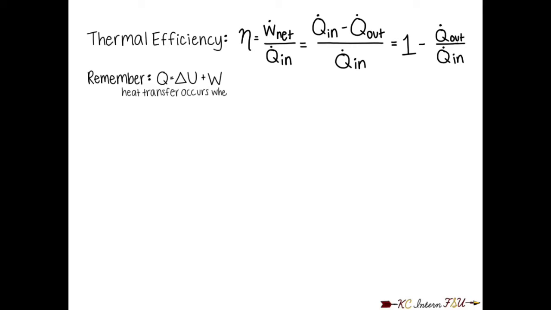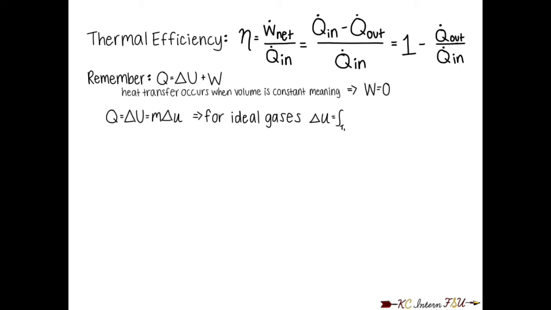For the Otto cycle, heat transfer occurs when volume is constant, meaning work is equal to 0. Making Q equal to delta U, which is equal to mass times the change in specific internal energy, delta little u. For ideal gases, delta little u is equal to the integral from T1 to T2 of CV dT. And assuming CV is constant, delta little u is equal to CV times T2 minus T1.